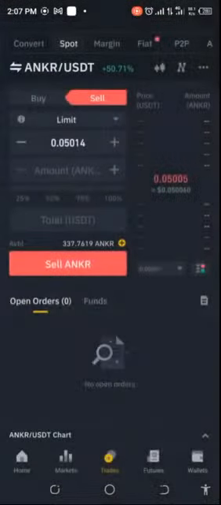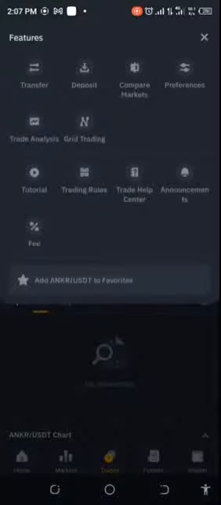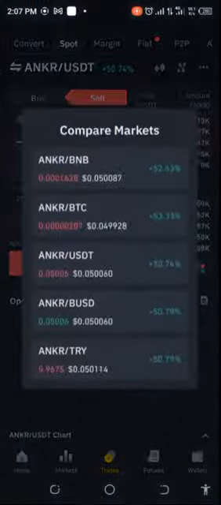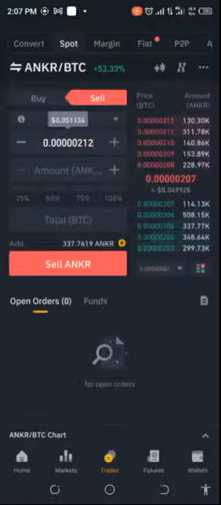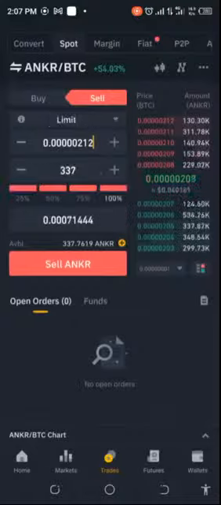Let's go back and put it. Let me do the compare markets. Okay. It's going to go back up. Let's put it at 12. Let's do 12. Let's put everything there. Let's put all of that.